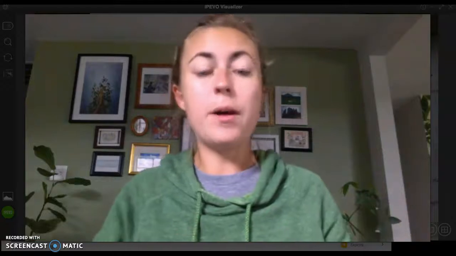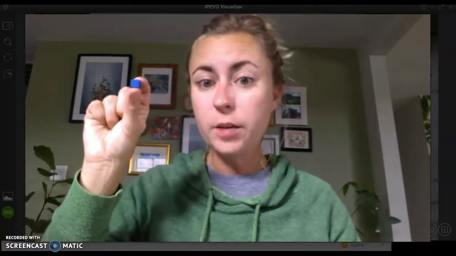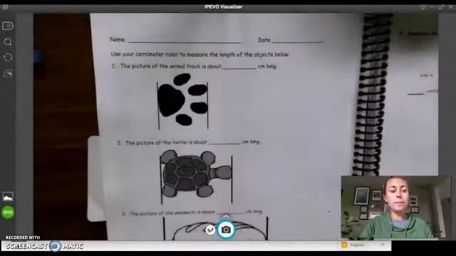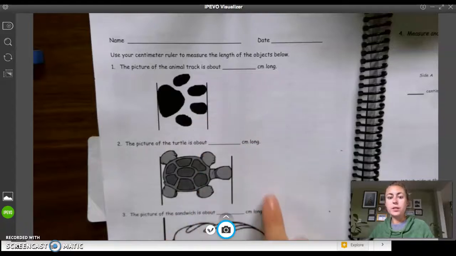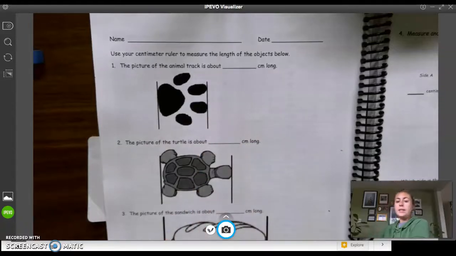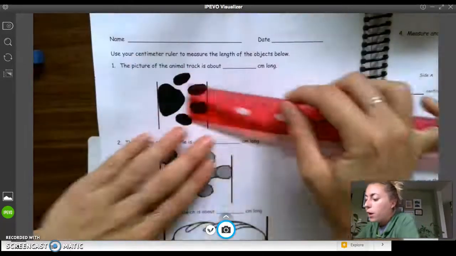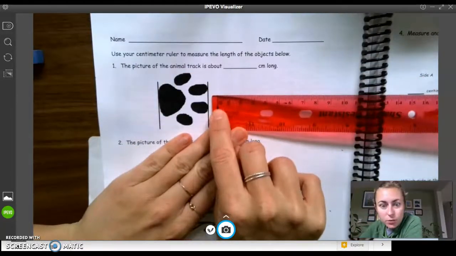Well, now that we've learned about how to measure with our centimeter cubes and other objects and units, we're going to be learning how to measure with a ruler. So these are the things we're going to measure today. We're just going to measure these 3 objects, and I'm going to do it once, and then you're going to help me do it.